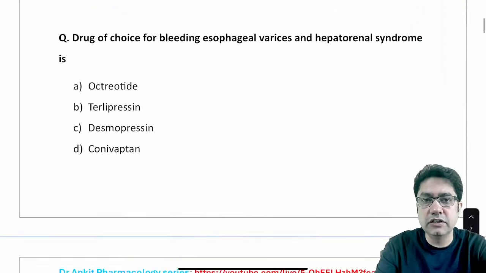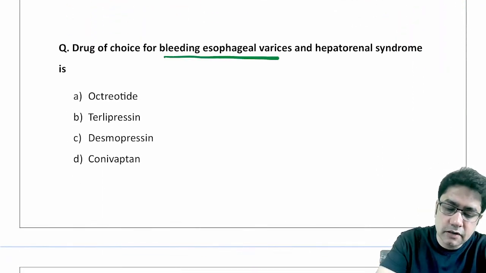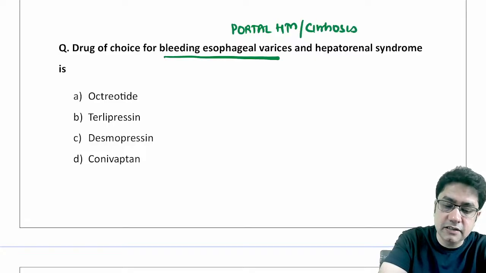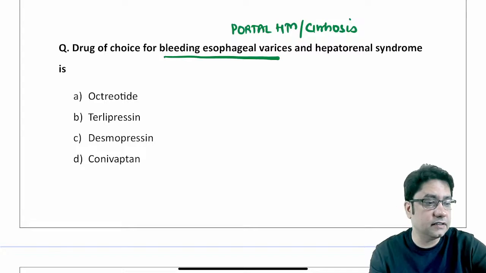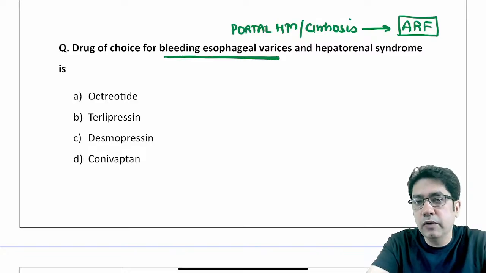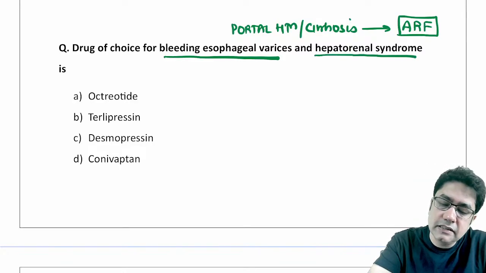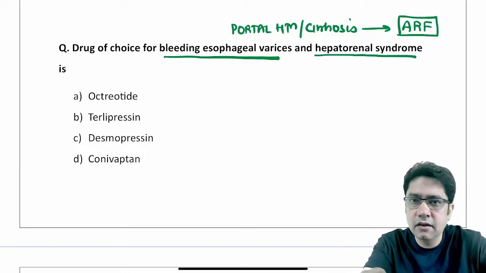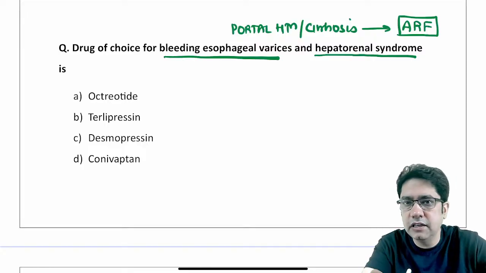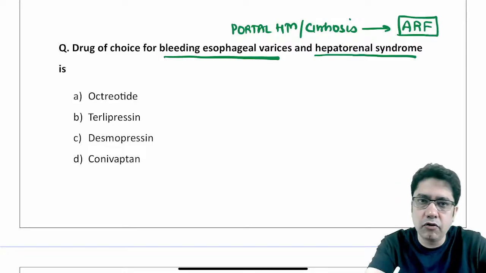So what is the drug of choice for bleeding esophageal varices? You know that bleeding esophageal varices occurs in portal hypertension, and the most common cause of portal hypertension is when the liver is not working, there is liver cirrhosis. Agreed? You all agree? And remember, in liver cirrhosis also, sometimes the patient can have acute renal failure also. When liver cirrhosis leads to acute renal failure, due to liver failure there is renal failure, we call it hepatorenal syndrome. So in cirrhosis, bleeding esophageal varices and ARF or hepatorenal syndrome can happen.